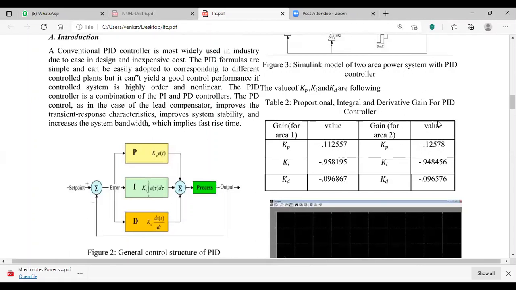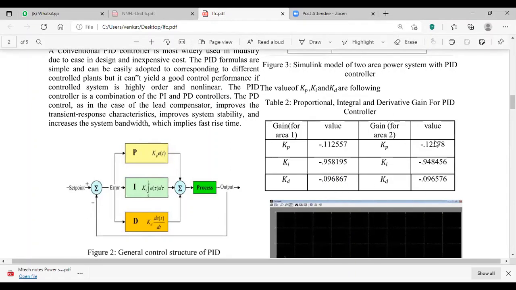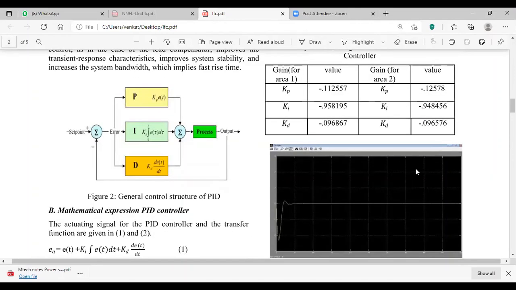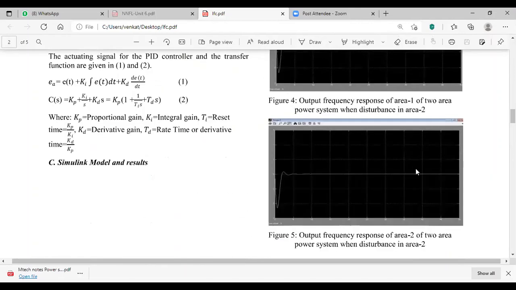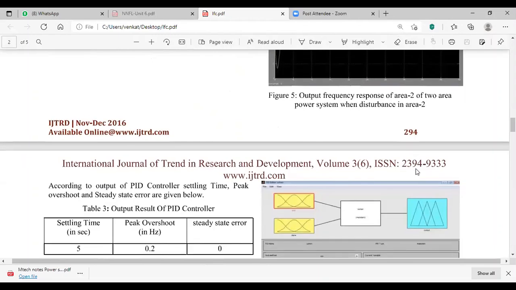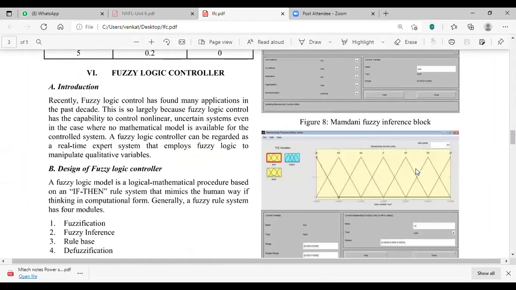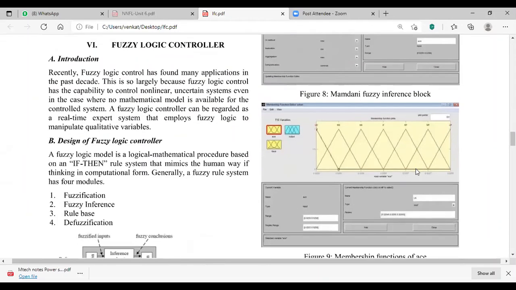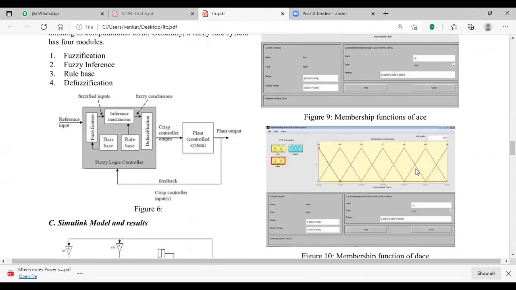So for the PID controller, usually the Kp, Ki, Kd values for the first area, and for the second area, what you need to consider comes from the mathematical model. So coming to the fuzzy logic controller.